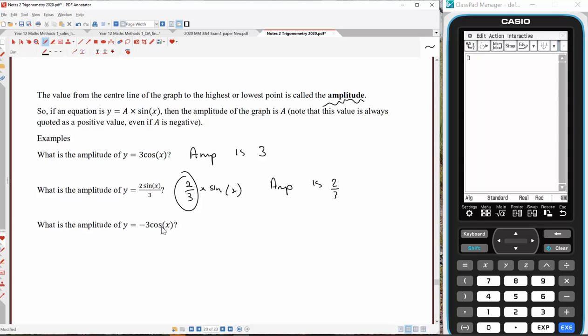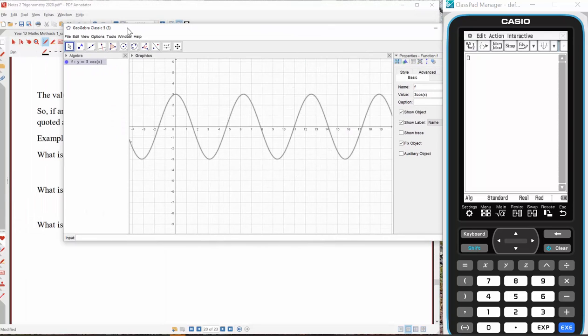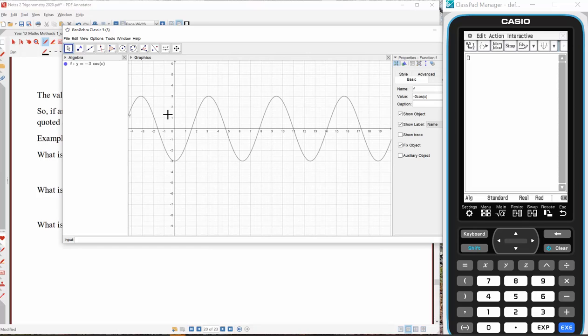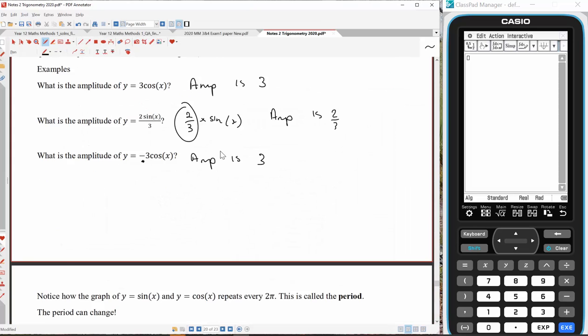This one here, it's tempting to write -3, the coefficient value, but actually it's always the positive version. So we ignore that negative sign and say the amplitude is 3 for that one as well. I'll just show you again. If I put a negative sign out the front of this, what it will do is reflect it in the x-axis, which produces a different graph, but will still max and min at 3 and -3 respectively. So the amplitude is still 3, but the graph is a reflection.